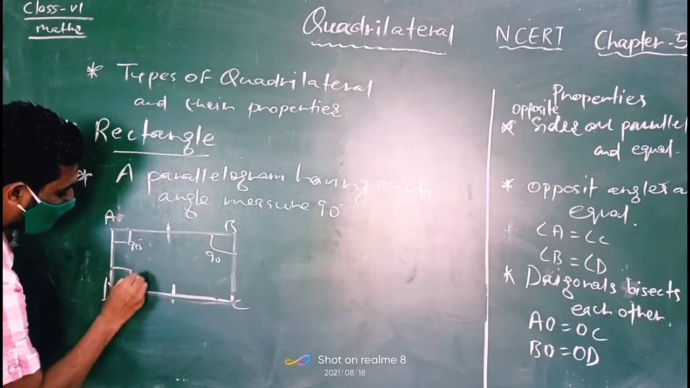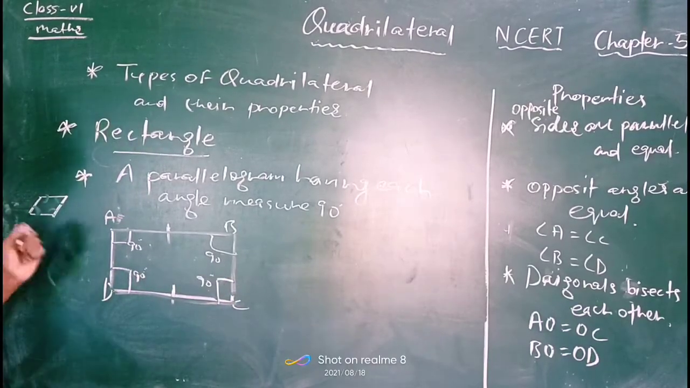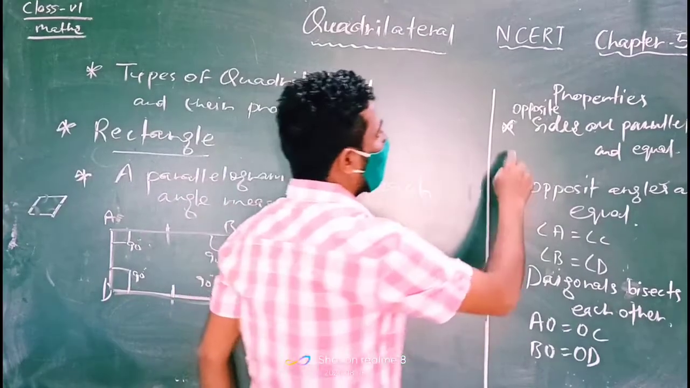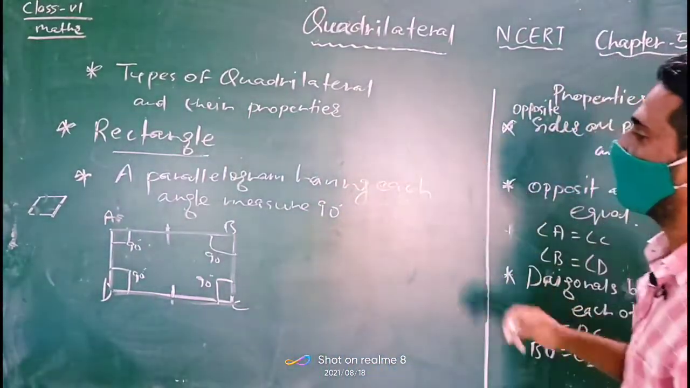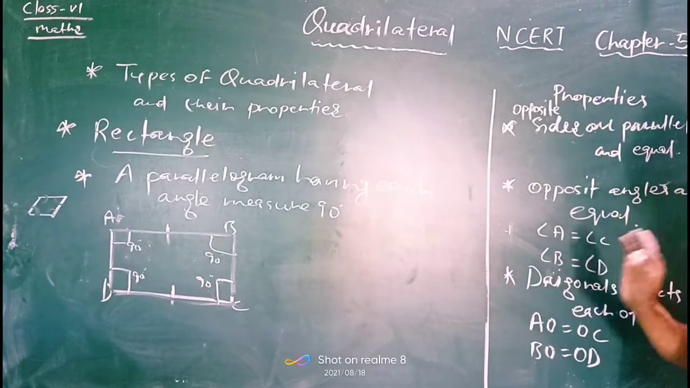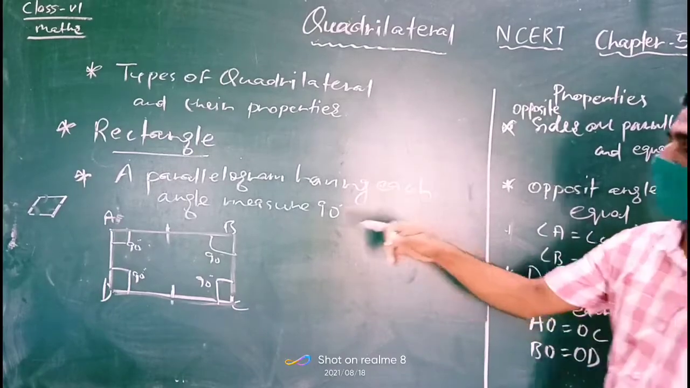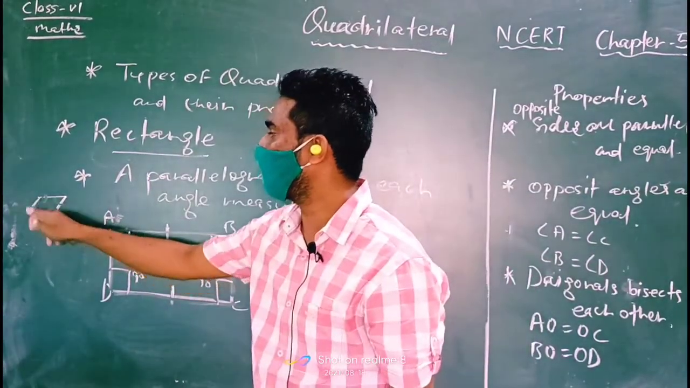Each angle measure is 90. This is one of the special properties a rectangle has. So I will write the properties of a rectangle. The first is opposite sides are parallel and equal. It is okay, no need to write. Opposite angles are equal. Here, actually, in the parallelogram these two are equal, these two are equal.